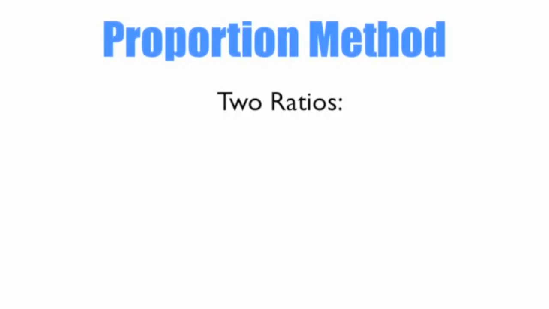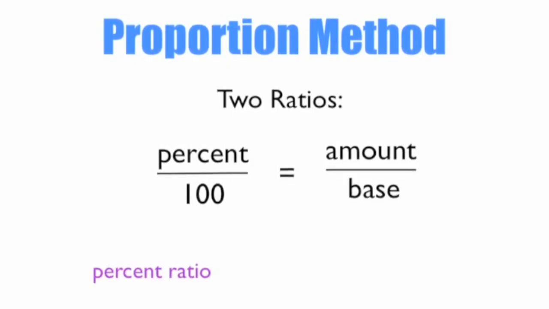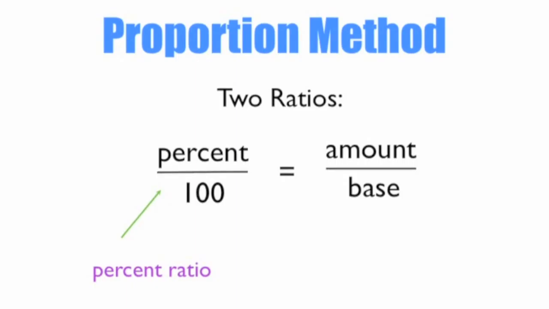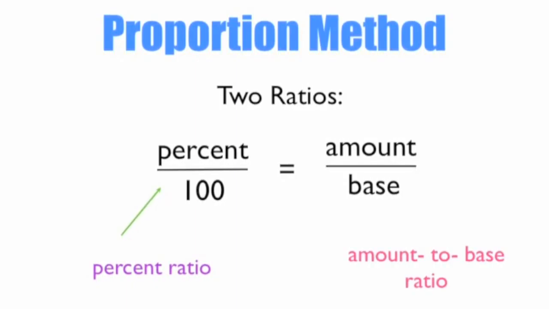The proportion method is based on writing two ratios. One ratio is the percent, written as percent over 100. The second ratio is the amount to base ratio, written as amount over base. The two ratios form the proportion below.